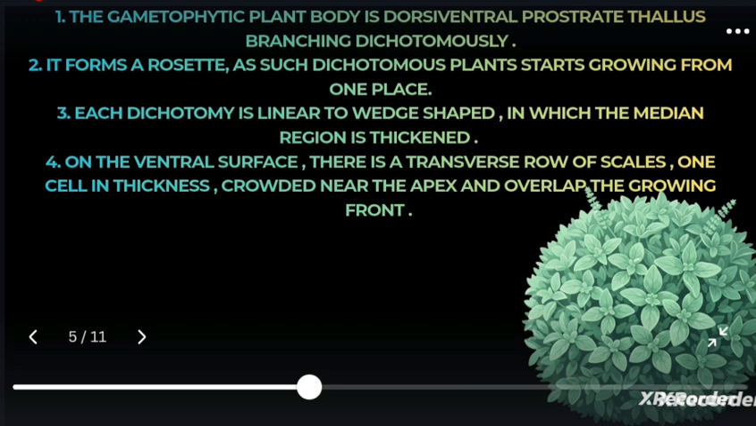Each dichotomy is linear to wedge shaped, in which its median region, the middle region, is thick. On the ventral surface, there is a transverse row of scales, one cell in thickness, crowded near the apex and overlapping the growing front.